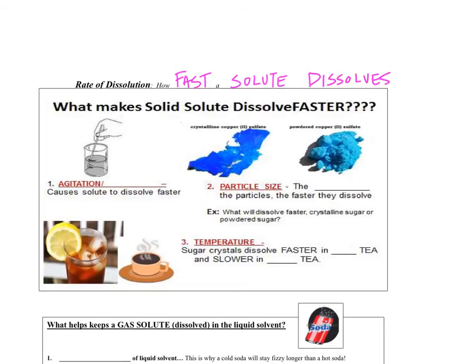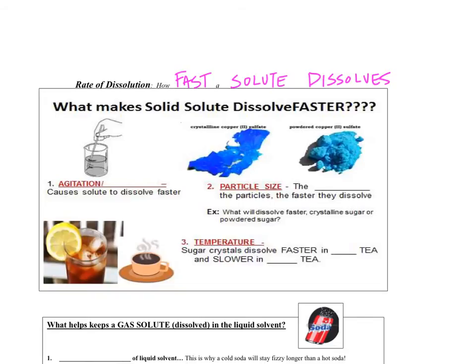So the rate of dissolution tells me how fast salt can dissolve in water. It tells me how fast sugar can dissolve in water. It tells me how fast a solute dissolves in the solvent. So what are some things that make a solute dissolve faster?